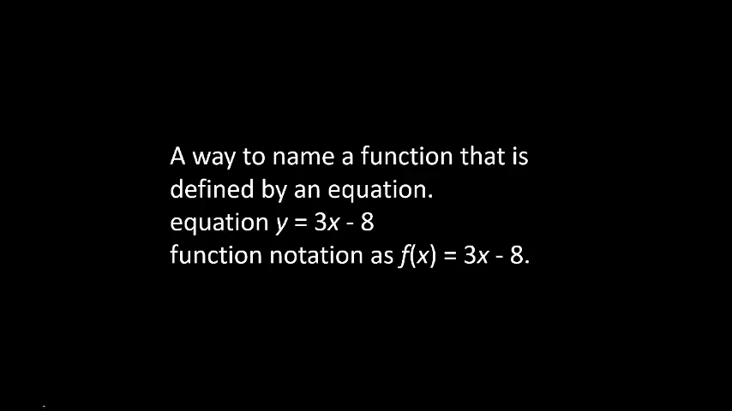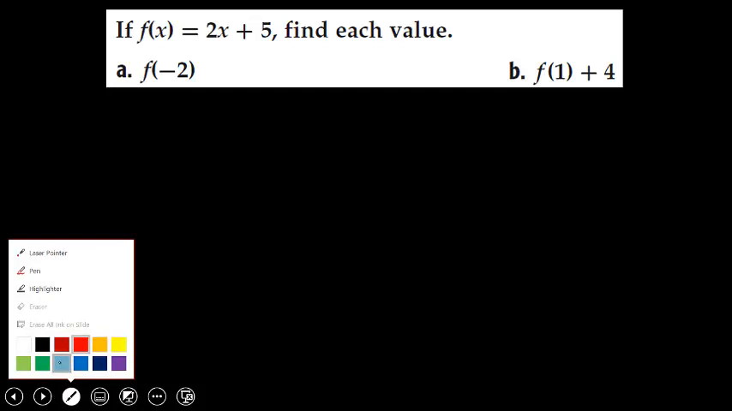And what we do is we take the letter y and we replace it with the letter f of x. F open bracket, x close bracket. When we write the f of x of a function, we can then substitute a value for x. So in this instance, we have an equation f of x is equal to 2x plus 5.